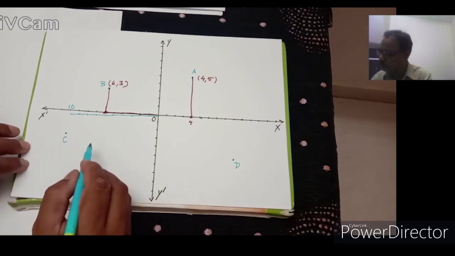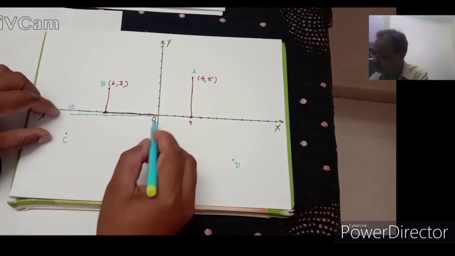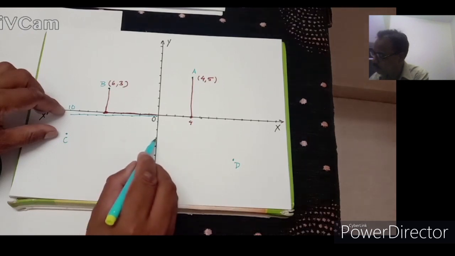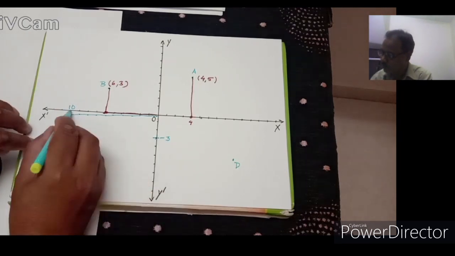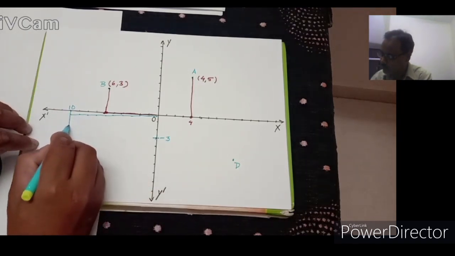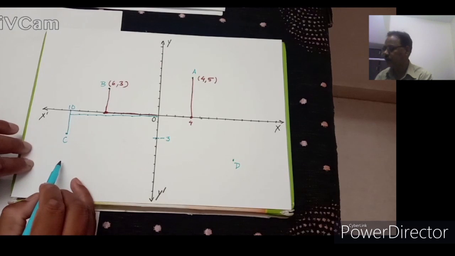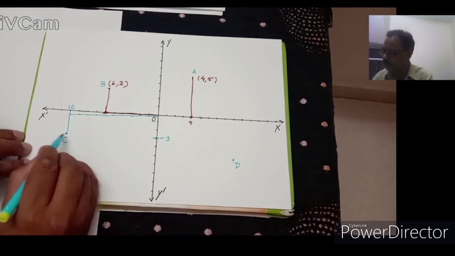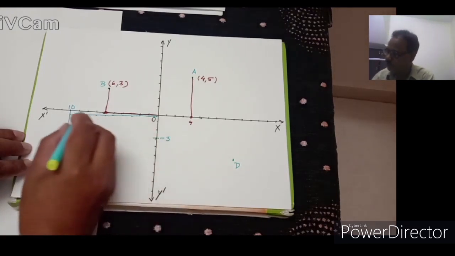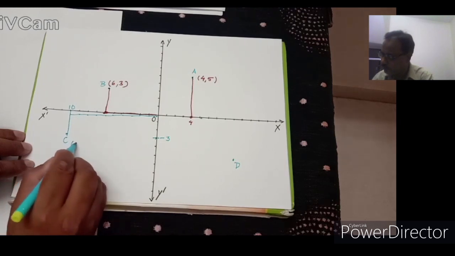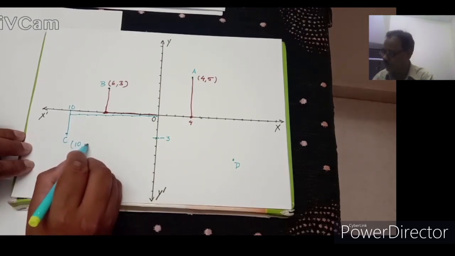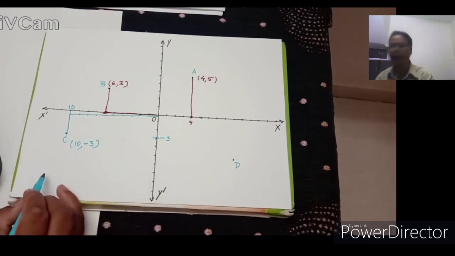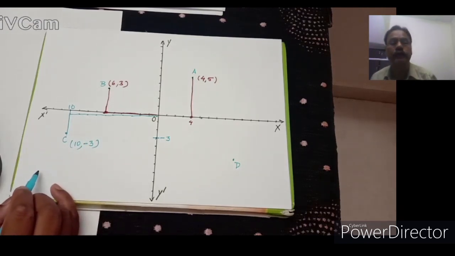How much do we move? Let us see. This is in front of -3. So we move towards the negative direction of the y-axis -3. So we have moved on the x-axis 10. So we shall write 10 at first, and towards the y-axis -3. So 10, -3 will be the coordinate of this point.